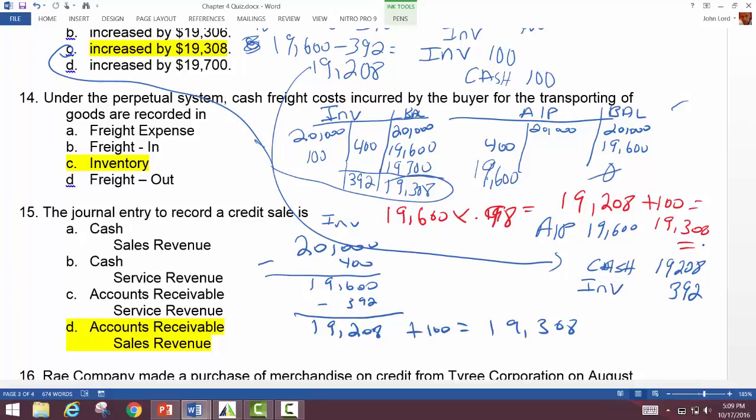Let me say it again. Any cost that you pay to get an asset to where you can use it in your business is part of the cost of that asset. I don't care what it is. If it's inventory, I add it to the inventory. If it was a piece of equipment, I add it to the equipment.